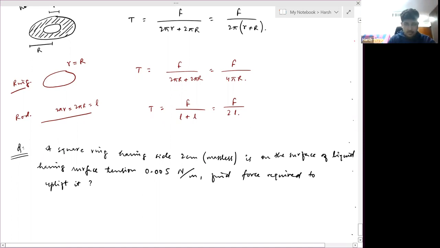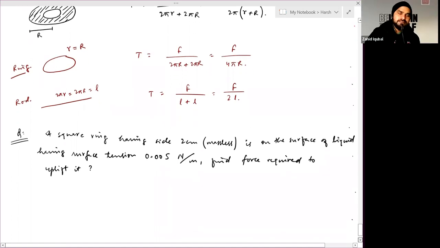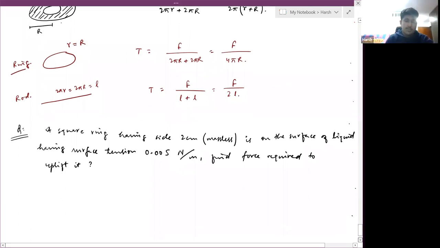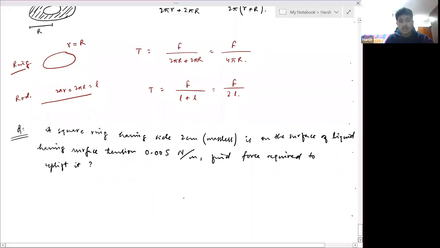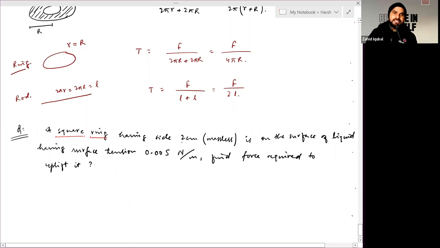Just tell me how you will solve. So we'll apply the formula here. We have been given the surface tension, so put the values. And what would be the formula related to this? We have a square ring. According to ring, it is F by 4 pi r. But we have a square ring having side 2 centimeter.